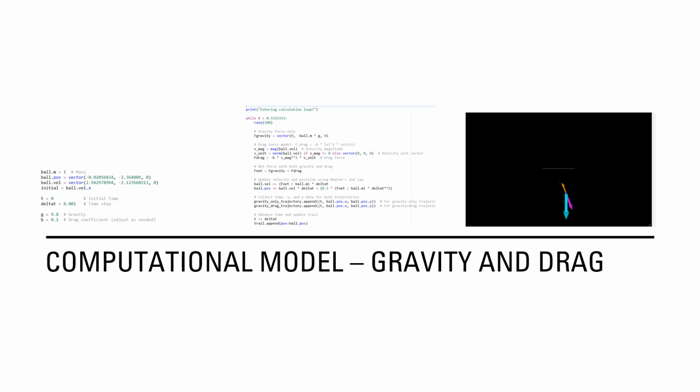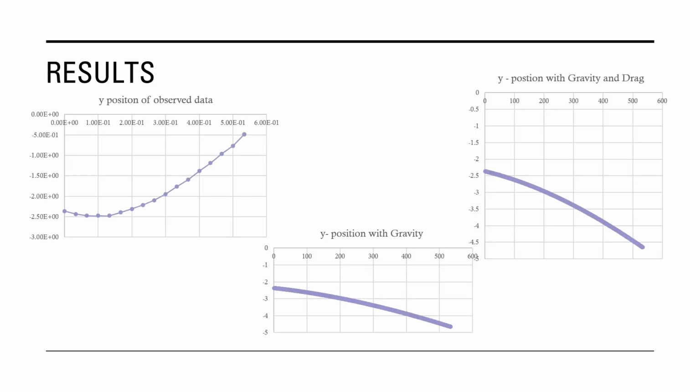Now, these are three separate graphs. The first graph is the observed data, and if we were to flip this around, you can see that it holds a much better and closer shape to the y position with gravity and drag. And when you compare the y position with gravity, this is the model with only gravity. This is a very flat model compared to the y position with the gravity and drag model.